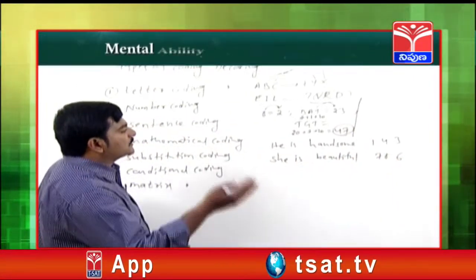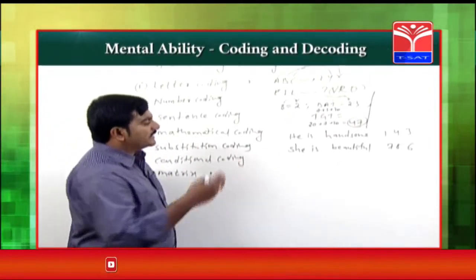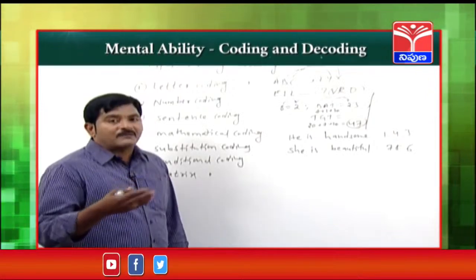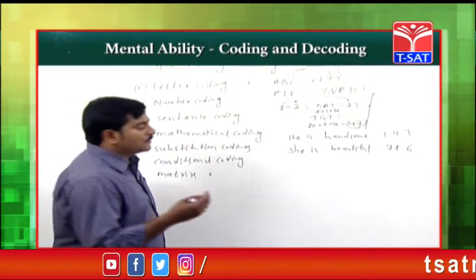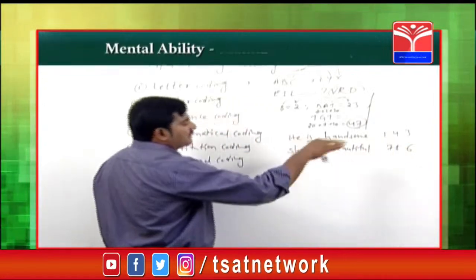Then what is the code for the word? What is the code for he? What is the code for is? What is the code for handsome? And so on. Of course, there is nothing common here, but roughly I took it.